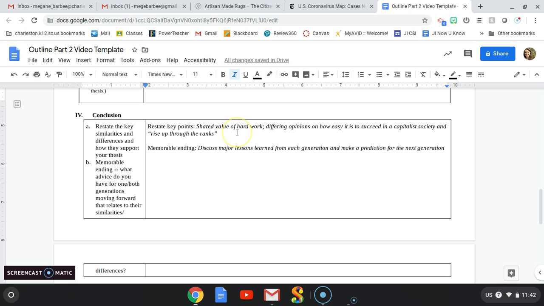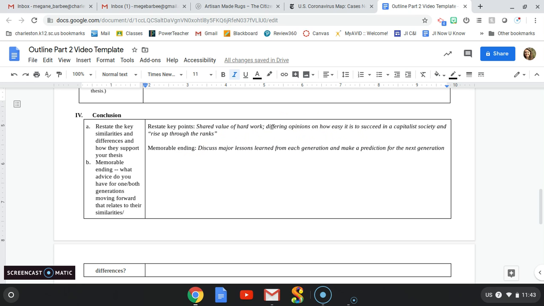So with my key points, I'm just going back literally to the topic sentence from each paragraph. With the similarities, it was the shared value of hard work. That was a key point. And then the differences, key point was the differing opinions on how easy it is to succeed in this capitalist society, even if you do work hard and try to rise up through the ranks, and how that relates to the American dream.